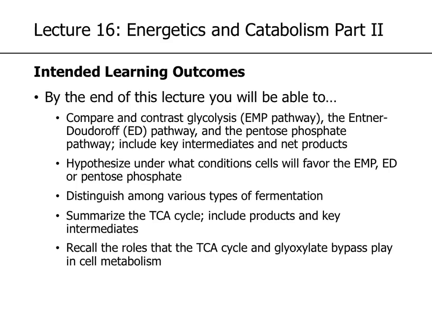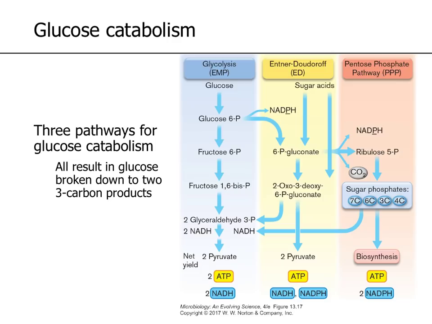All right, so today we're going to get into glucose catabolism, and so the three main pathways. And then we'll start talking about what happens after catabolism, and whether or not you have a terminal electron acceptor present determines whether the cells will do fermentation versus going towards the citric acid cycle. All right, so let's get started with glucose catabolism.